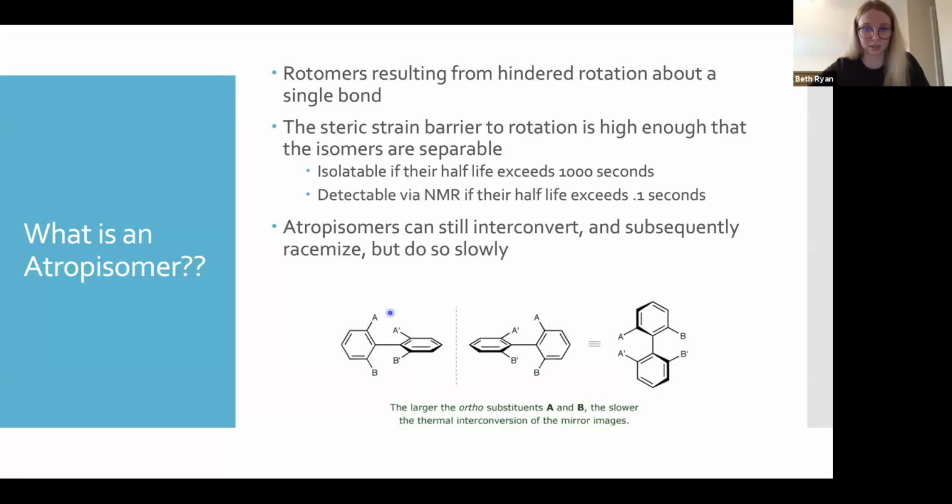So this is just like an example of how this rotation and how the notation is for them being drawn. So obviously the larger these substituents are at the ortho position, so A or B or A prime and B prime, the slower that interconversion is. So if you think about A as like a tert-butyl group and B being maybe an isopropyl, the larger these groups are, the harder it is for these 2 compounds to adopt those different positions because you have more bulk to rotate around that single bond.